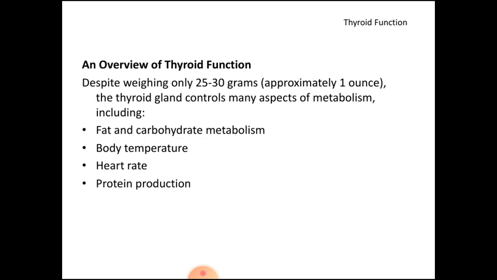So here is an overview of thyroid function. The thyroid gland weighs only about 25 to 30 grams, approximately 1 ounce, yet it controls many aspects of metabolism. Despite this very low weight, it has a major function in the body with respect to metabolic function, which includes regulating and controlling fat and carbohydrate metabolism, body temperature, heart rate, and protein production.